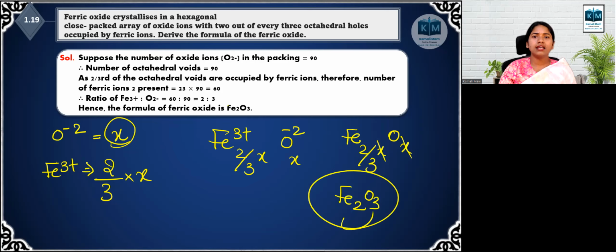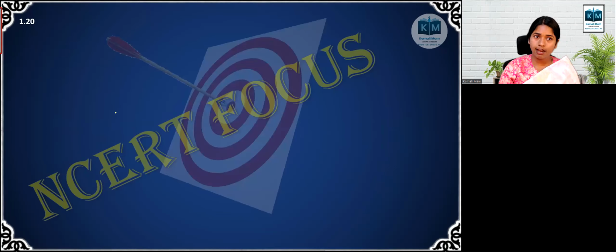Fe2O3. This is the formula of that particular iron oxide, where oxide ions are occupying HCP and the ferric ions are occupying 2 out of every 3, meaning 2/3 of the tetrahedral voids.